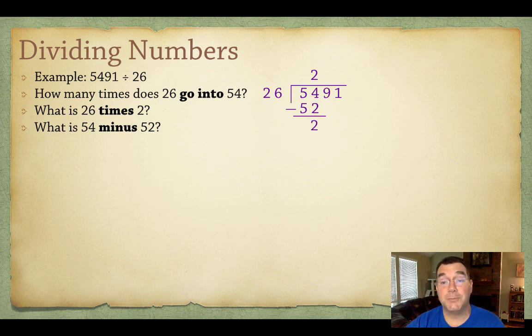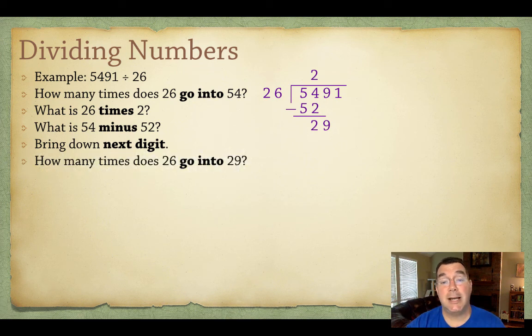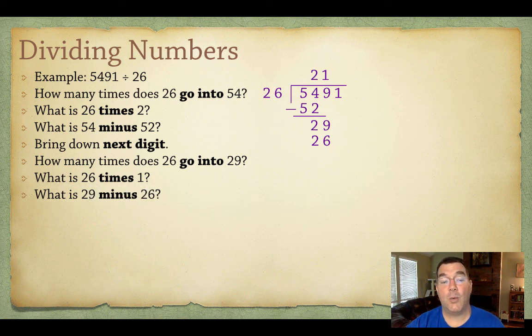What do I do now? Well, I bring down the next digit, which is a 9, and I go through the process again until I run out of digits. So I ask myself, how many times does that 26 on the outside go into the 29 that I just wrote down? Well, that's once. What is 26 times 1? It's 26, and I write that underneath. And then I figure out what is 29 minus 26, and that's 3.